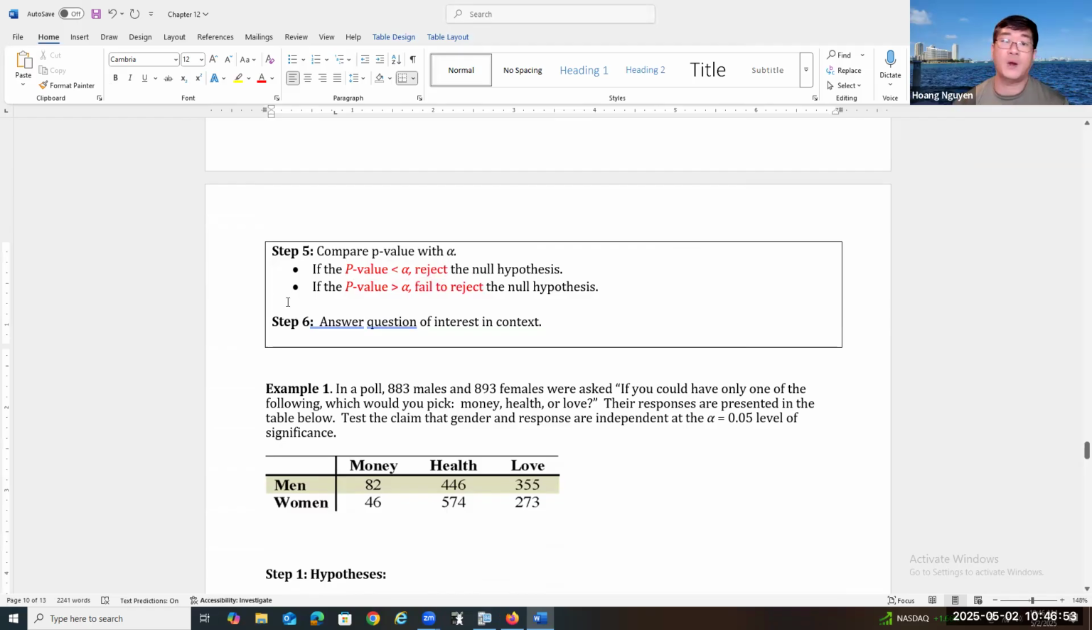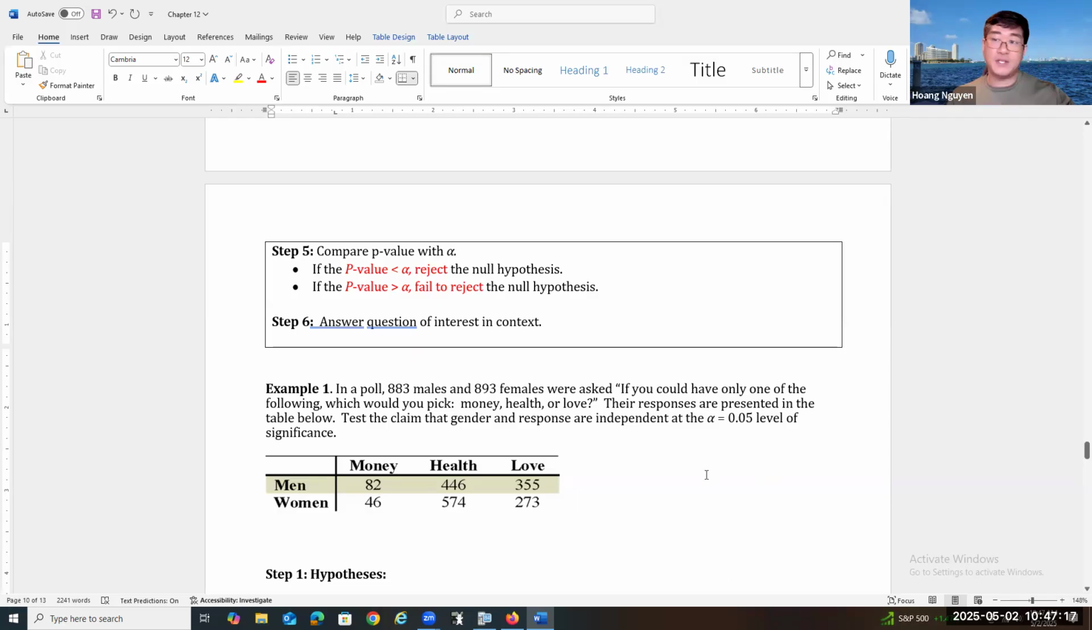And then after you got the conclusion for step number 5, you're gonna answer the question of interest based on the context of the application. So there is sufficient, there is insufficient evidence. So that's going to be the test for independence. You want to determine if the row variable and the column variable are independent or not.